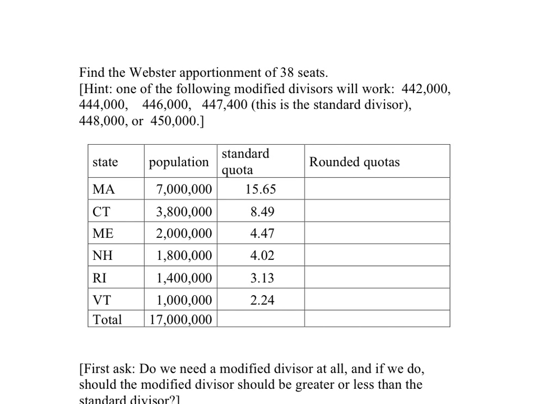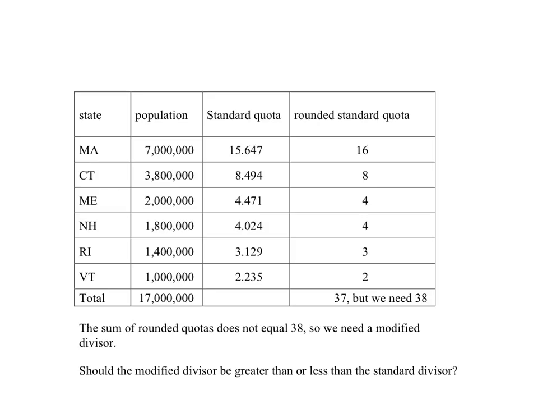To find the Webster apportionment of 38 seats to these 6 states based on their state populations, we always start with the standard quotas and ask if they will already do the job. That is, we round each one to the nearest integer and see if those add up to the correct number of seats, and alas, they do not. They add up to 37, and that's slightly bad news. But not terribly bad news. It just means that we're going to need a modified divisor.